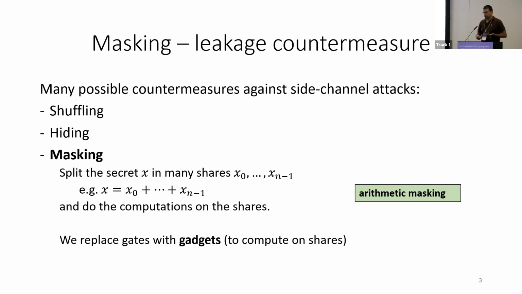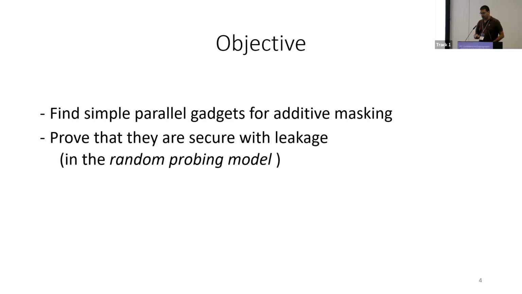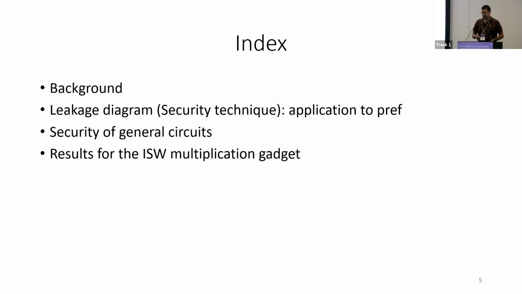So to do computation on the shares, we will use gadgets instead of gates to perform the computation. Our objective is to find simple parallel gadgets for additive masking, and then prove that they are secure in the random probing model in the presence of leakage.